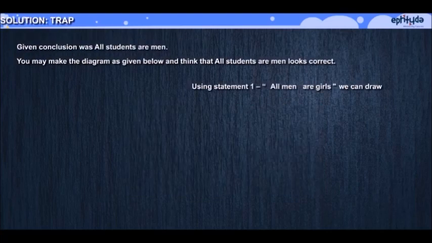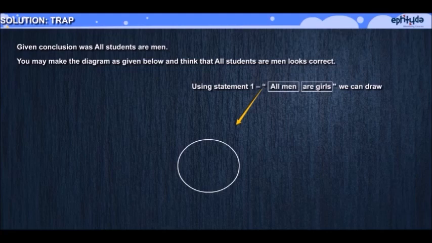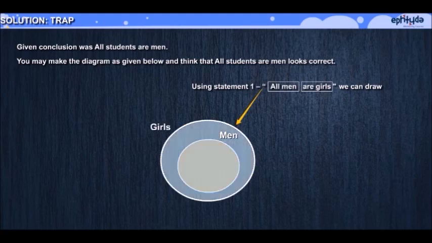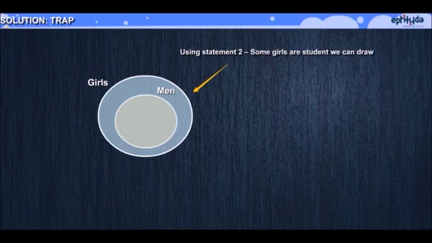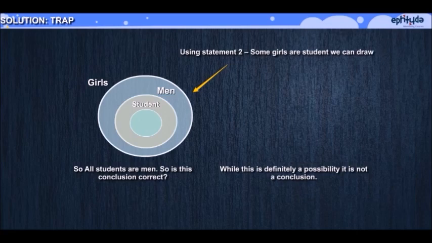While solving such questions, most students fall in a trap. Let us discuss the potential trap. Using premise 1, all men are girls, we can draw a figure like this. Using statement 2, some girls are students, we can get a diagram like this. In this diagram, it looks like we can draw the conclusion that all students are men, right? Wrong. While all students are men is definitely a possibility, it is not a conclusion.